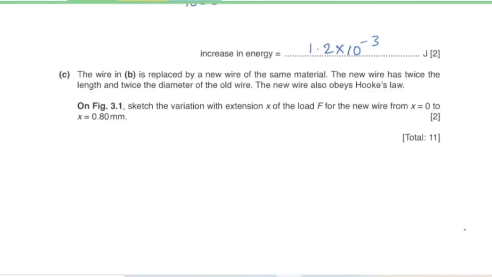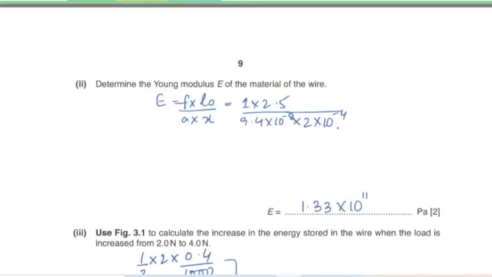Part C, the wire in B is replaced by a new wire of the same material. The new wire has twice the length and twice the diameter of the old wire. The new wire also obeys Hooke's law. On figure 3.1, sketch the variation of extension x with the load F for the new wire from x equals 0 to x equals 0.8 millimeters.